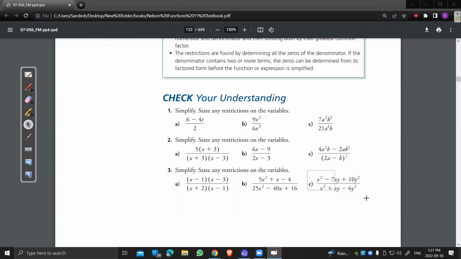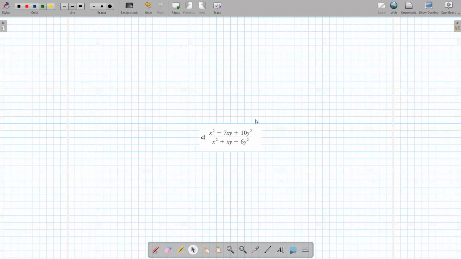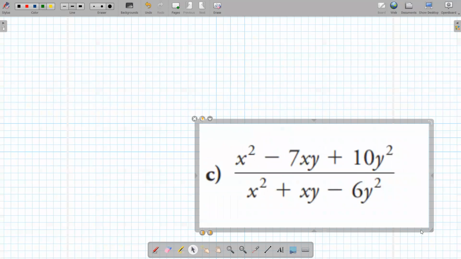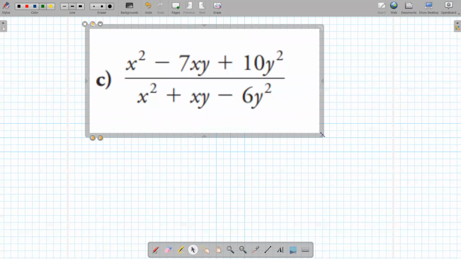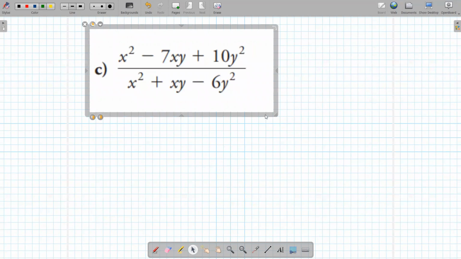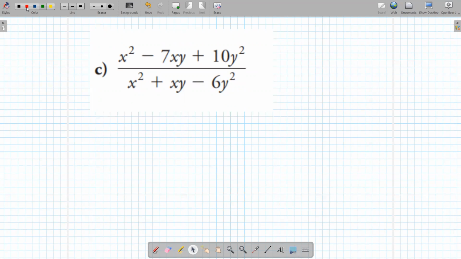Let's look at this one. This one we're actually going to go ahead and do this. Simplify and then state any restrictions. Can you tell me what the restrictions are right now? It's a trick question. You can't tell me right now because we need to factor this first. Restrictions are only visible when it's factored.